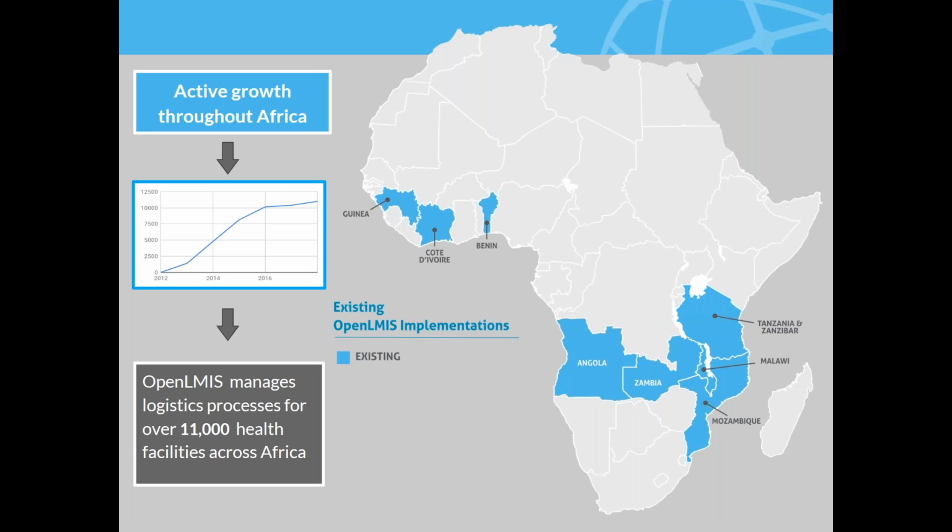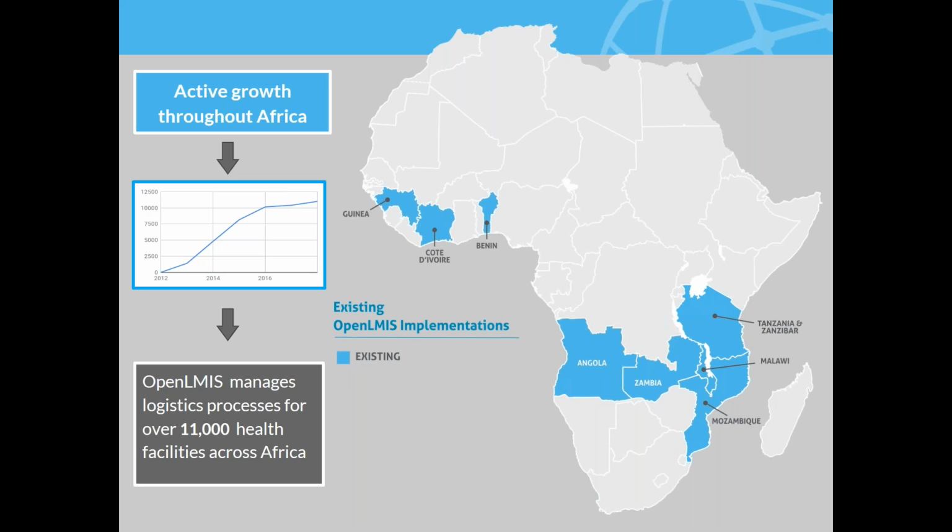As you can see here, the implementation of OpenLMIS continues to grow, and we're in a growing number of facilities each year. The graph in white shows where we started as an initiative in 2012. And if you look toward the right-hand side of the graph, you'll see that we are now in over 11,000 health facilities managing those logistics processes across Africa, mainly West and Sub-Saharan Africa. And you can see the map on the right. The countries that are highlighted in blue are where OpenLMIS is being used.